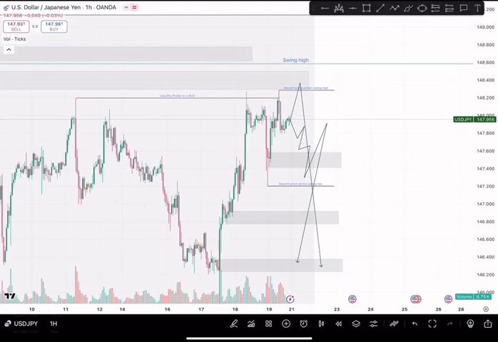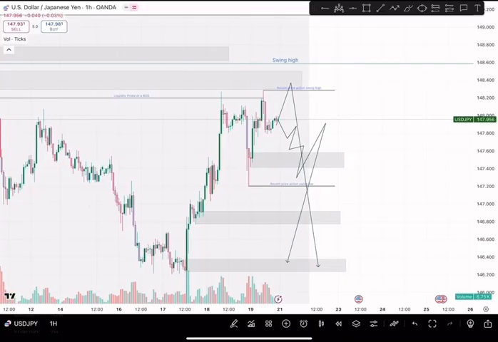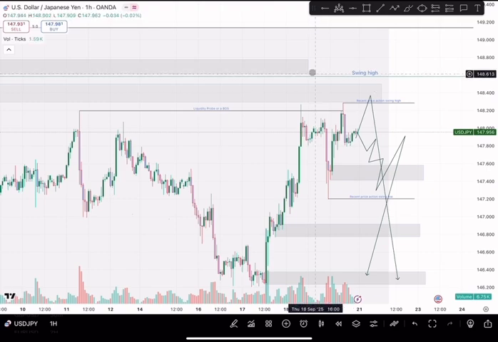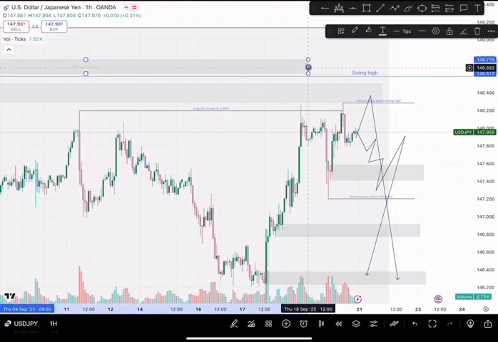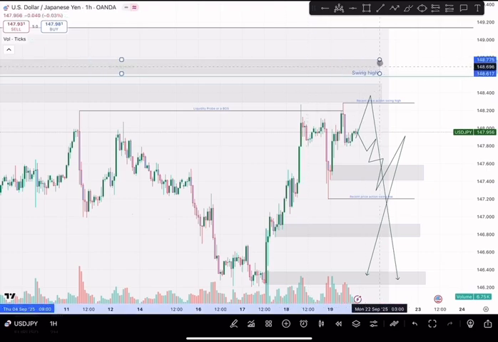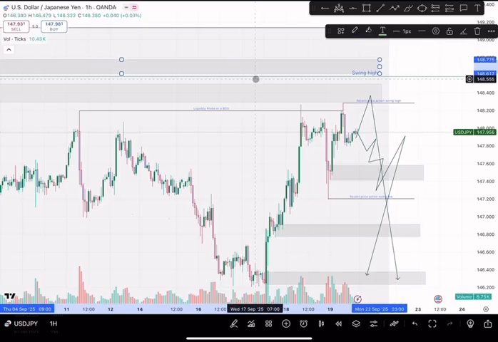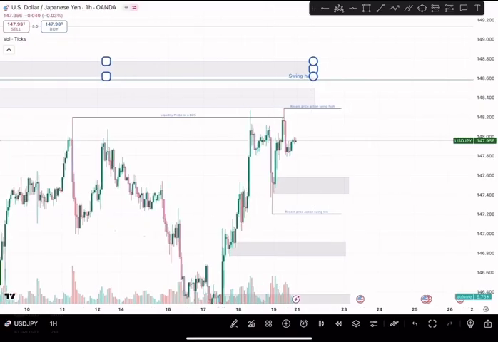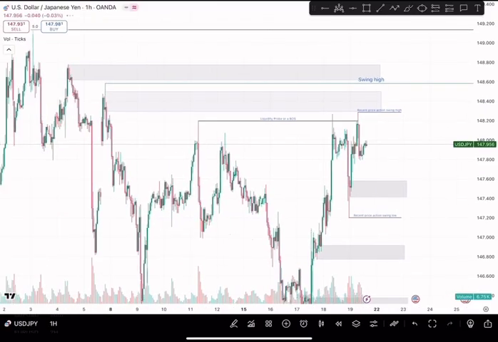And then we have a demand area. So price can go up and test these equal levels into this supply area. It can test that supply area and you can test this supply area as well. So we have two possible supply areas. And if price does break and go into this demand area, it would break the swing high, I mean supply area. It would break the swing high.